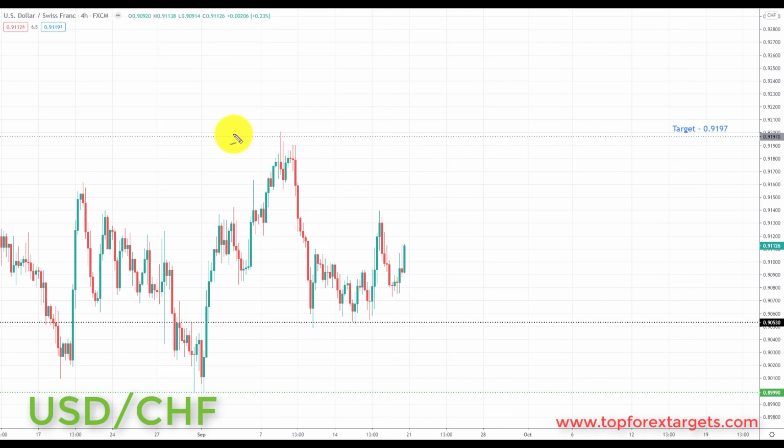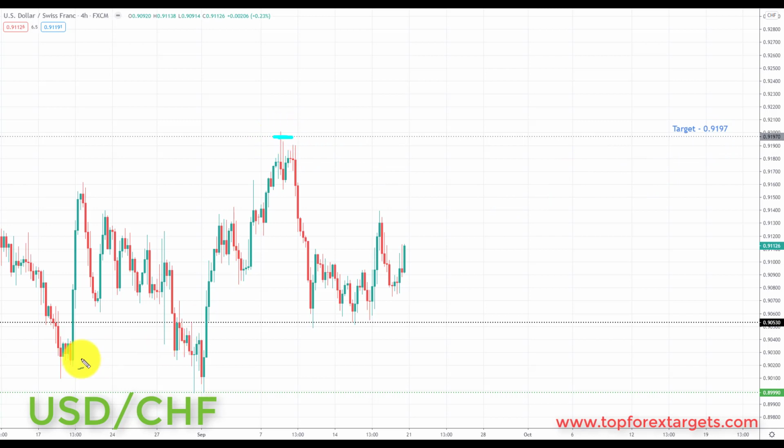Now in previous videos we highlighted the 0.91970 as a target and we bounced from this level almost to the pip, but we started to pull back. And last week we highlighted the 0.90530 as an area to start to look once again for long opportunities in US dollar Swiss franc. We have bounced at the 0.90530 and we are looking for moves back into the 0.91970.